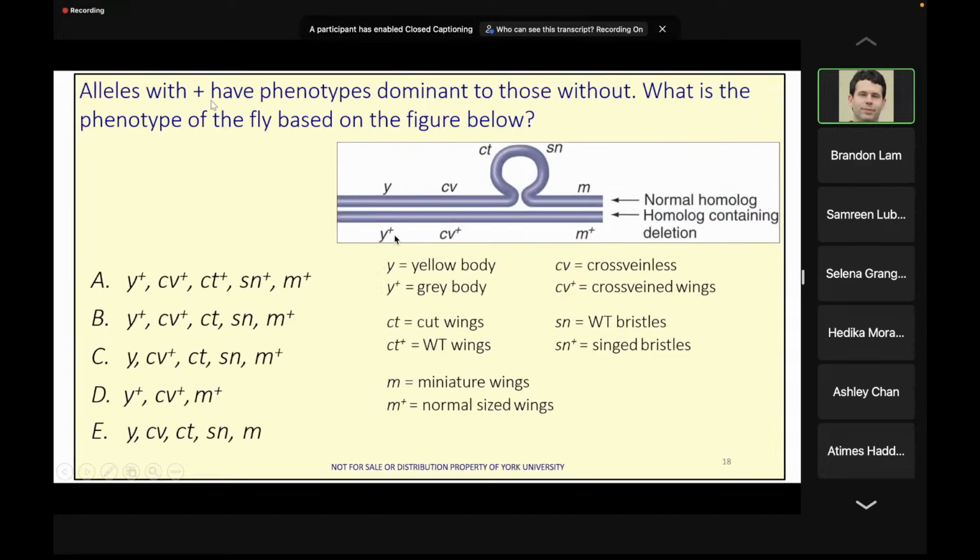Alleles with the plus have phenotypes dominant to those without. Okay, so the plus are dominant. What is the phenotype of the fly based on the figure below?